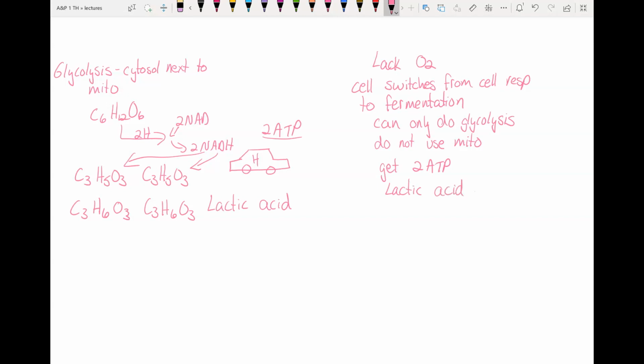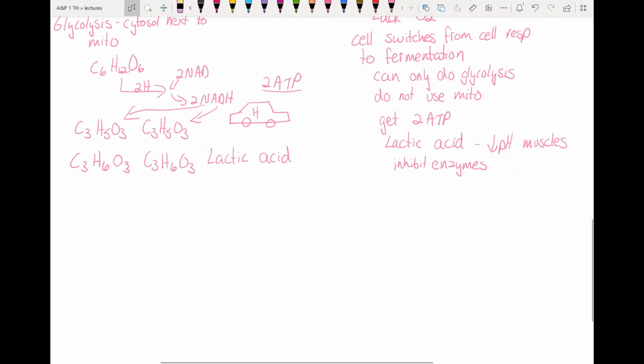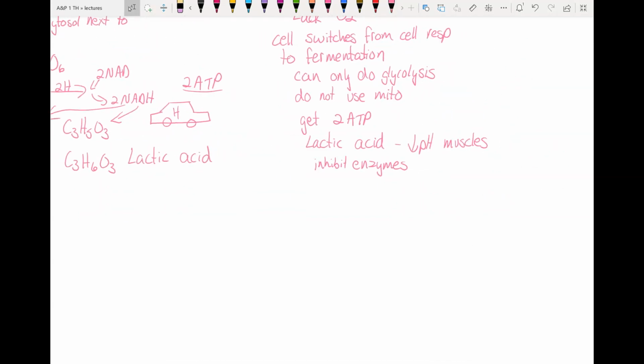Now, lactic acid is going to reduce the pH in your muscles. Enzymes don't just instantly denature, they slow down first. So this slow drop in pH is going to inhibit your enzymes. They're not going to work as well. So you're only getting 2 ATP. The pH in your muscles is dropping, which is making it hard for your enzymes to work, and you are going to stop exercising.